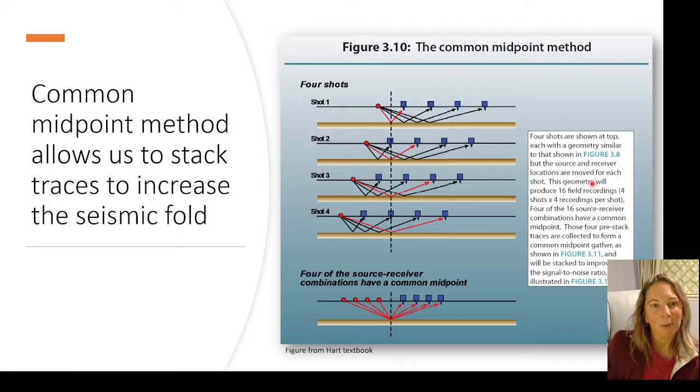All right, so the common midpoint method is one of the key things we have to keep in mind to increase our seismic fold. This diagram shows how you can take multiple source receiver pairs that sample that same subsurface point. The more of those you have, the more of them you can stack together and give you a greater fold. This allows us to combine all those multiple traces and improve the data quality.